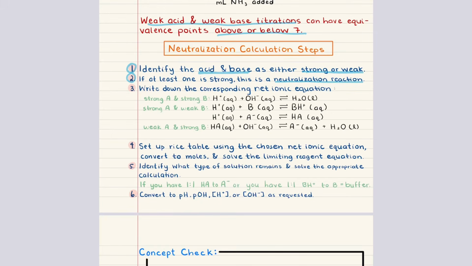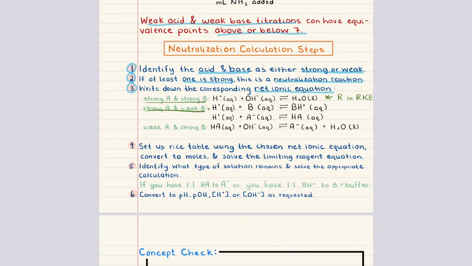Then we can move into step 2. Decide whether you have a neutralization reaction. If at least one partner is strong, then you can treat that mixture as a neutralization reaction. And that leads us into step 3. Write the net ionic chemistry that actually occurs. If you have a strong acid with strong base, the net ionic equation is hydrogen ion plus hydroxide ion gets us water. This is what you would write in your reaction row in your Rice table.